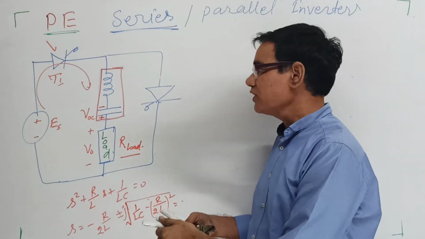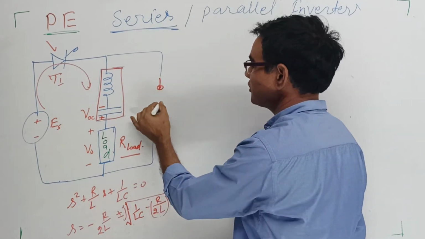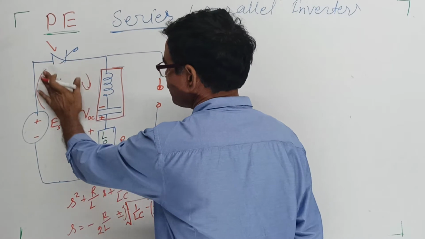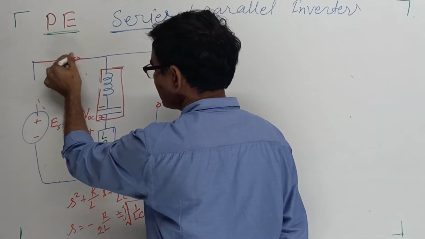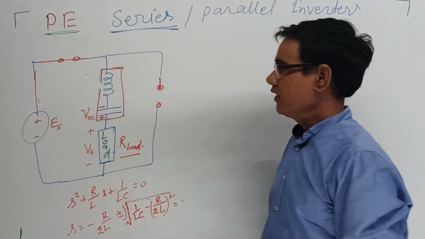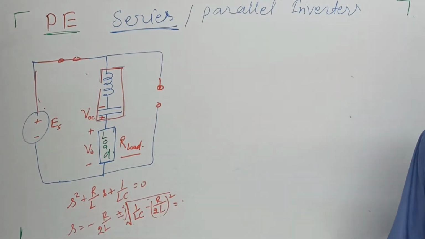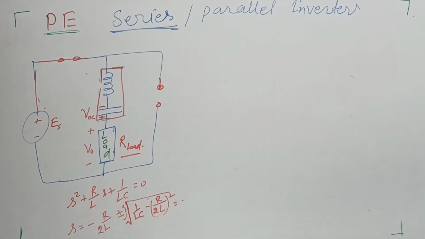Initially, the switch T2 is off and this switch is on. What happens? This switch is on, so there is a flow of current like this. When the current flows like this, what kind of waveform will we find? We'll find the waveform of the output current and the voltage across the capacitor.